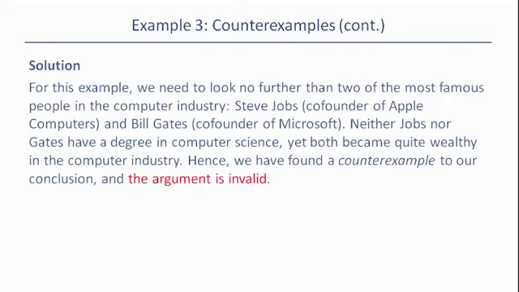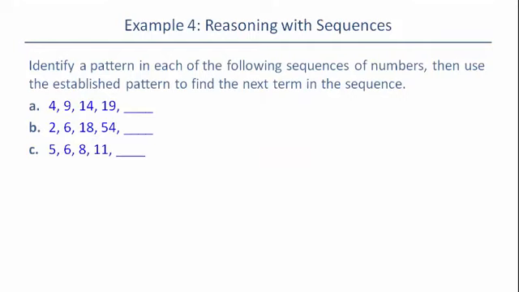Now, because we want to try and disprove it with a counterexample, we only need to find one counterexample. And like I said, some of the most well-known and wealthiest people, Steve Jobs and Bill Gates, for instance, neither of them have a degree in computer science. And yet, before he passed, Steve Jobs was one of the wealthiest people on the planet, and Bill Gates continues to be one of the wealthiest people on the planet. So we found a counterexample to our conclusion, and therefore our argument is invalid.